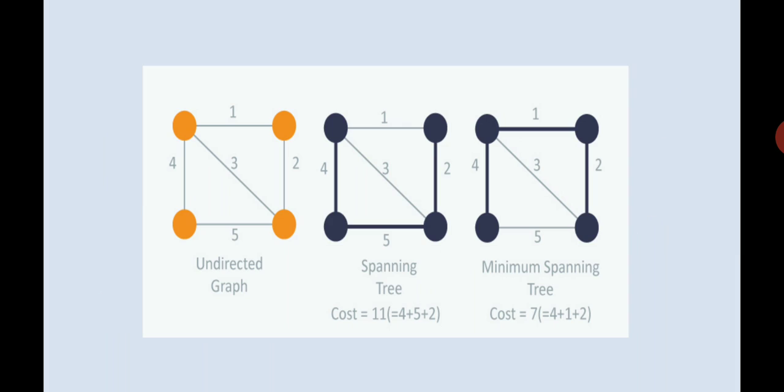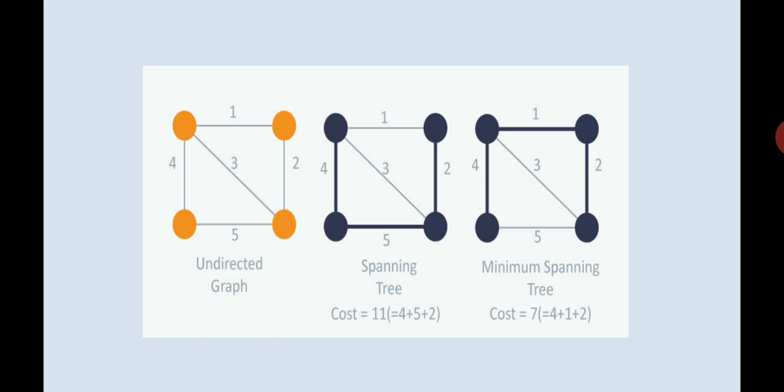So this is a graph, an undirected graph. So we have four nodes, and see, this is with weights 1, 4, 3, 2, and 5. Now this is a spanning tree. From here, if I start at the leftmost top node, 4, then 5, then 2.